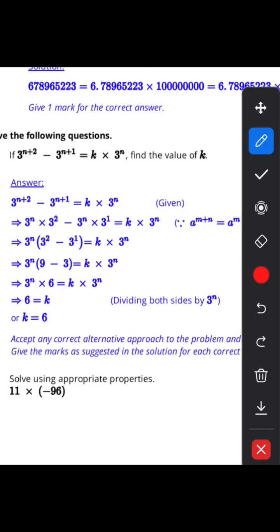Next question, solve the following. If 3 raised to n plus 2 minus 3 raised to n plus 1 is equal to k into 3 raised to n. Here we know the indices rule.